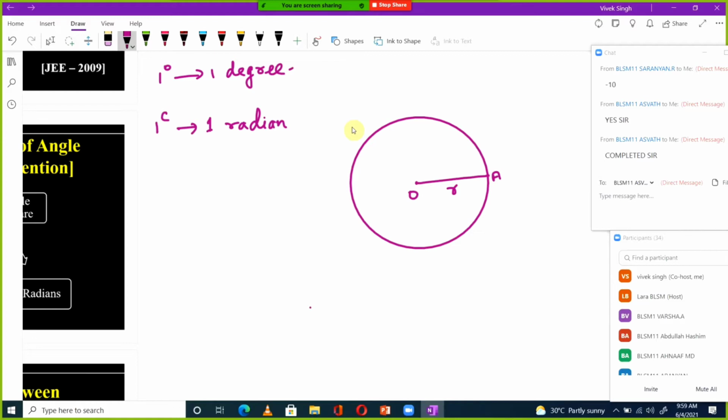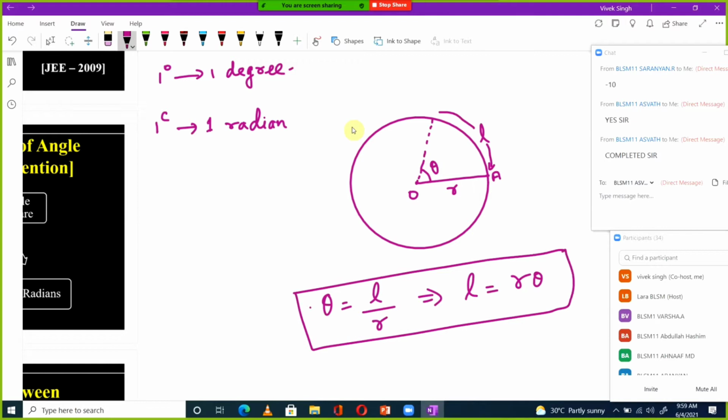In class 9th you have seen arc length. This will be your arc length L, and this angle will be your theta. Do you remember this? So what was the formula for finding arc length? Theta will be equal to L by R, or you can say L will be equal to R theta. Do you remember this formula? In class 9th we have seen arc length. L is known as arc length.